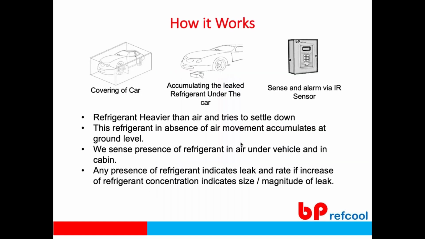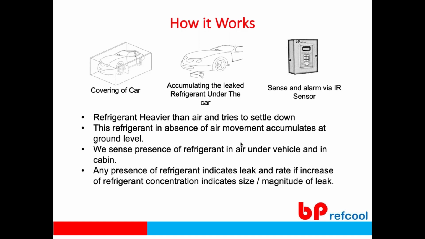So how this typically works, you can see in the picture. The first picture shows the covering of the car. What we try to do is reduce the air movement around the car. It's not that you need to build an airtight design and bring the car in with a very sophisticated ventilation system. Any free air movement is something we need to restrict, so that any air near the car remains there and does not get mixed with the outside air.